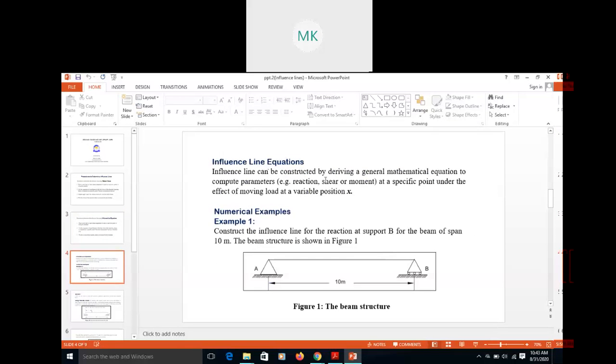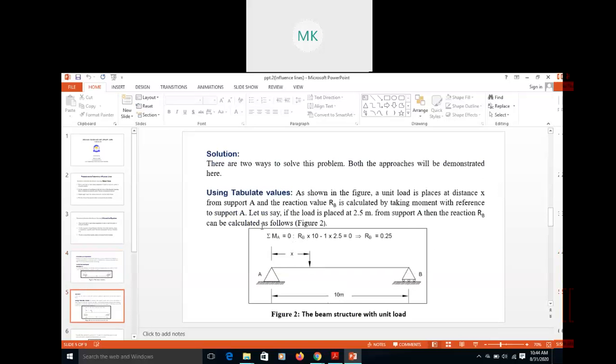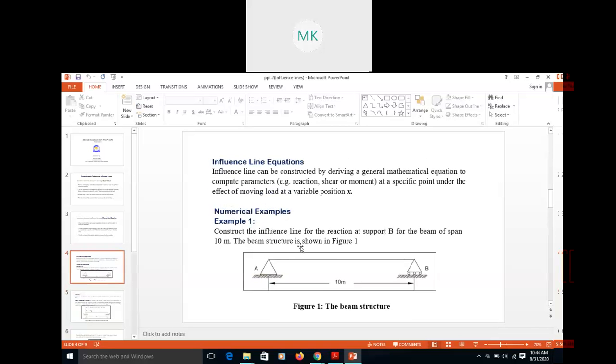Influence lines can be constructed by deriving a general mathematical equation to compute parameters like reaction, shear, moment at a specific point under the effect of moving load at a variable position x. So this is a numerical example. Okay, just see, just a simple numerical example.